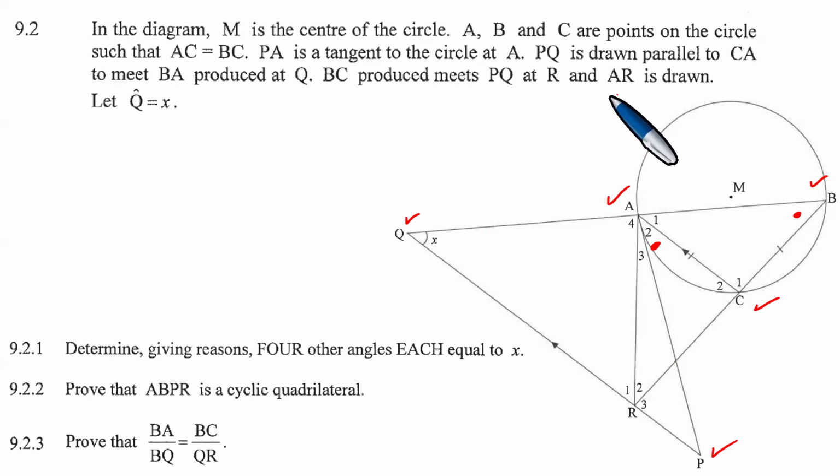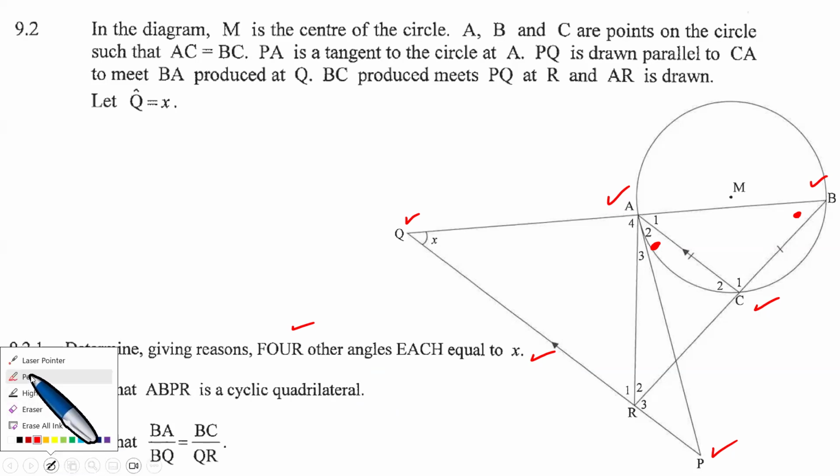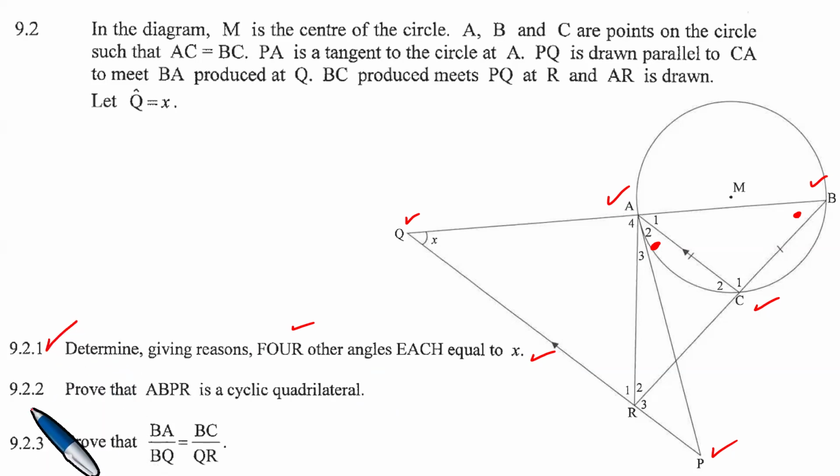Here's the point R, and AR is drawn. Let the angle Q be equal to X, and there is X there. Determine, giving reasons, 4 other angles, each equal to X. Who can find the first angle that is equal to X? We're looking at 9.2.1.